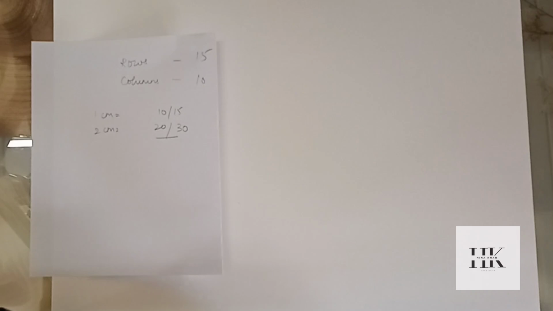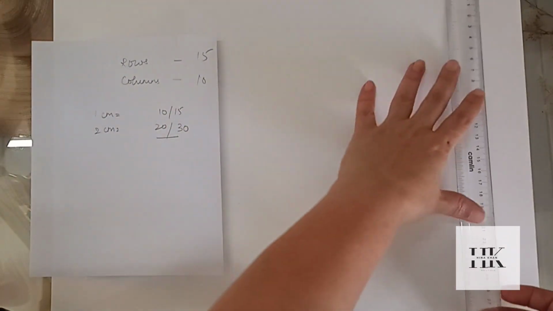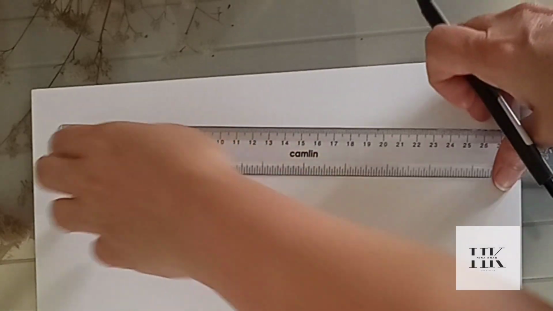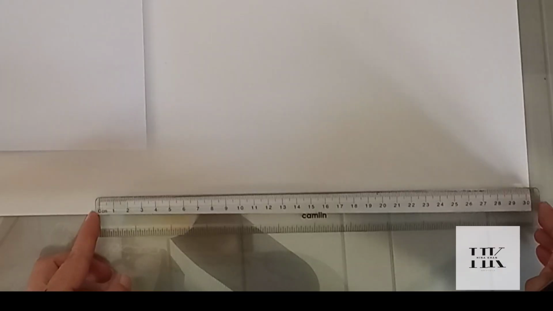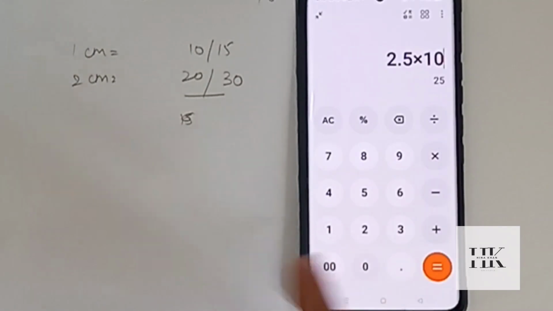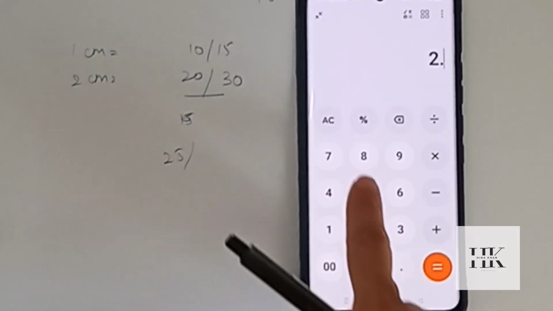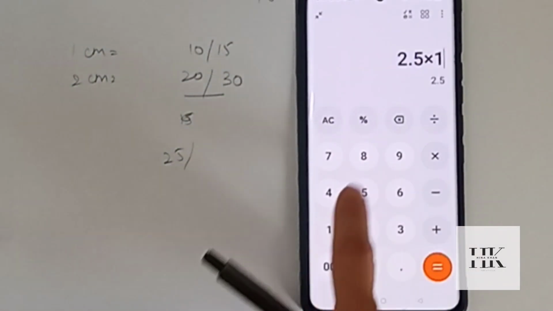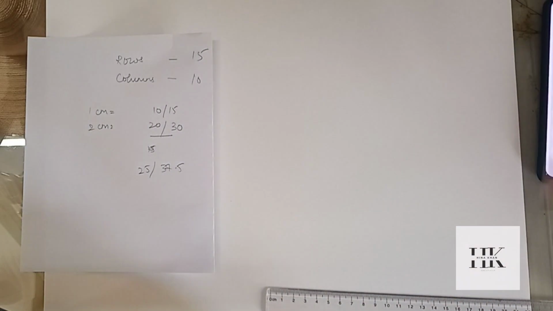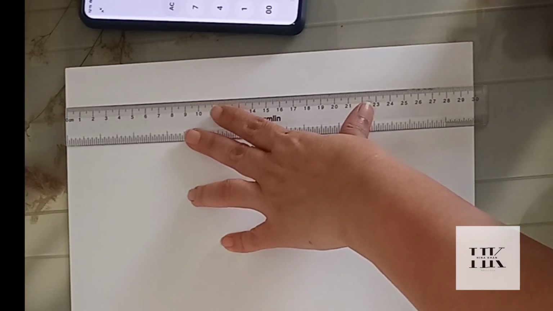After getting this dimension, I'm simply checking whether I will be able to place 20 and 30 on my paper or not. On checking, I'm seeing that a lot of paper is still left and I can utilize it further. For that, simply I'm going to increase the dimension by 2.5 centimeters and we'll check again. After multiplying it, the number of column and rows I get is 25 and 37.5. Now again I will recheck whether this dimension is fitting perfectly on my paper or not.